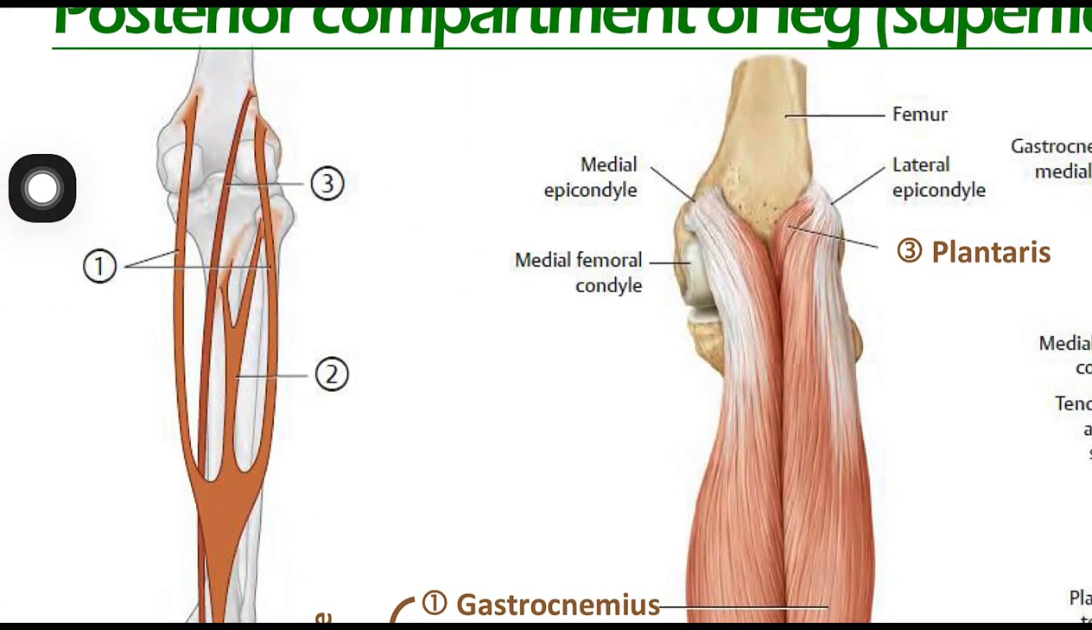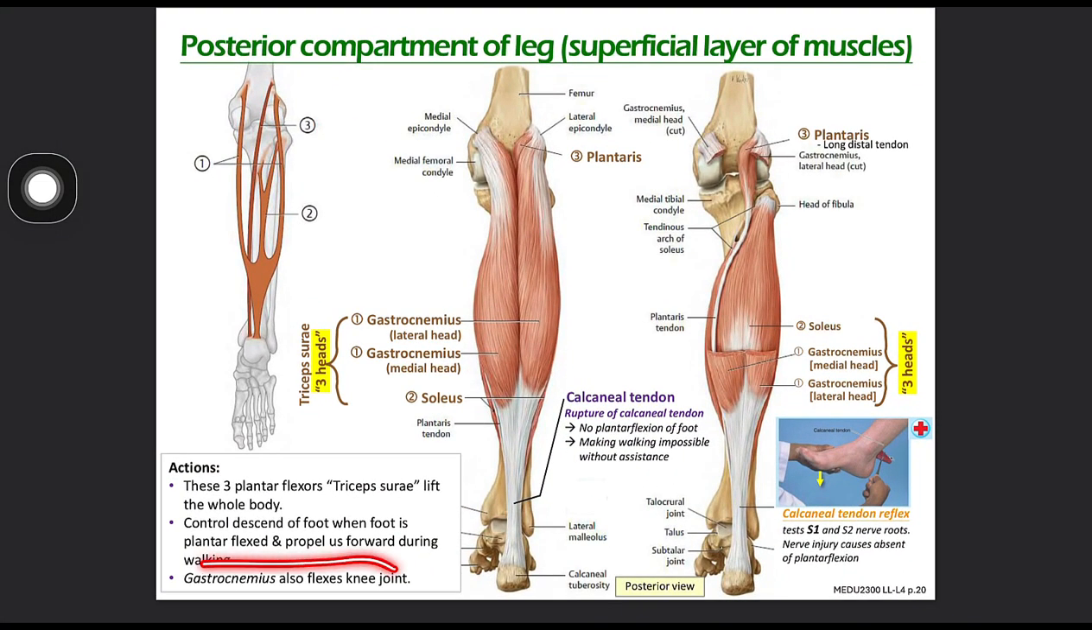So these are the gastrocnemius. Can you see that? This is the proximal attachment site. If this one is kept relatively fixed when you contract, then actually you will flex the knee. Okay, flex the knee. So that's why I said gastrocnemius also flexes the knee joint, because it crosses two joints.